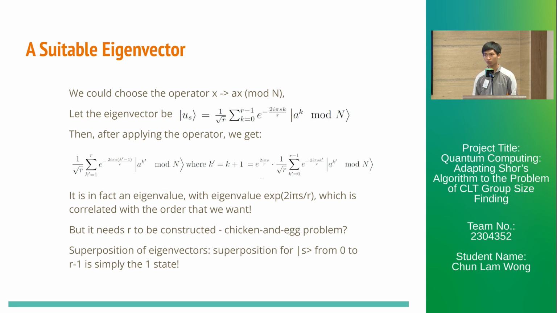However, we have one way to solve this. If we take all possible u_s for s ranging from 0 to r minus 1 and put the quantum bits in a superposition of all these states, then the resulting state is simply the one state. And the one state is easily constructed. So we can construct the eigenvector this way, and we would be able to avoid the problem.